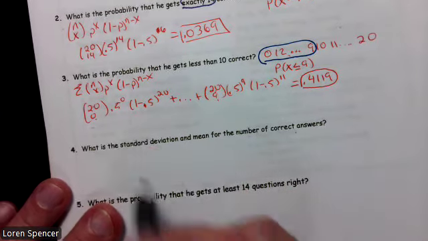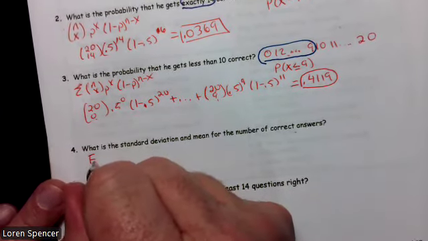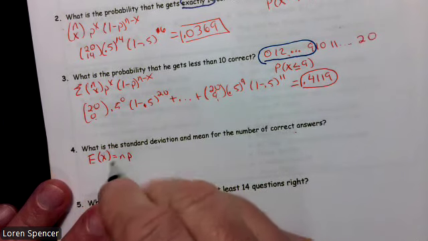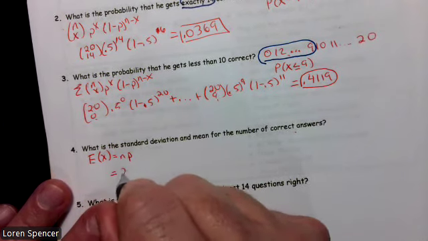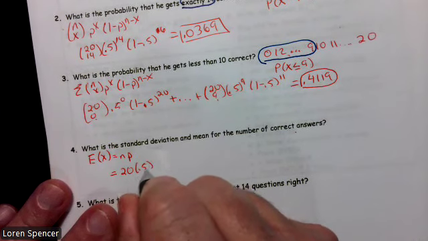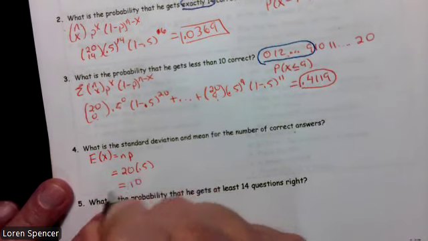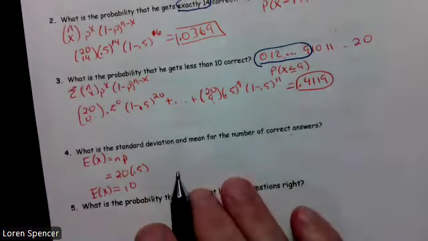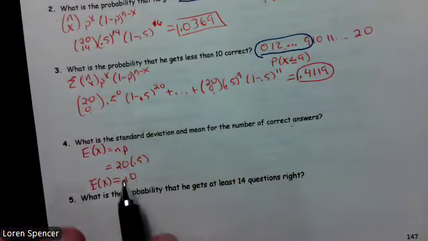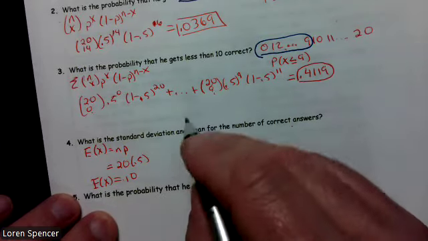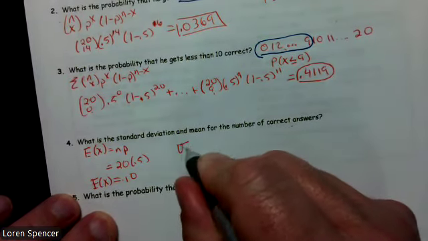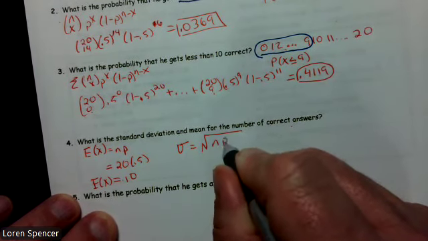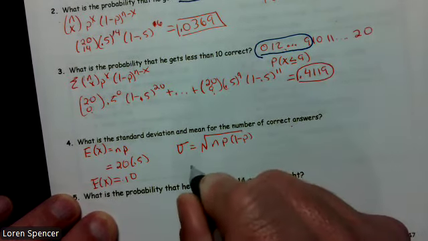All right, let's do the mean first. The expected value is n times p. Well, in this case, n is 20. The probability of getting it right is 0.5. So if you're just guessing on this true false test, we'd expect you to get 10 correct.